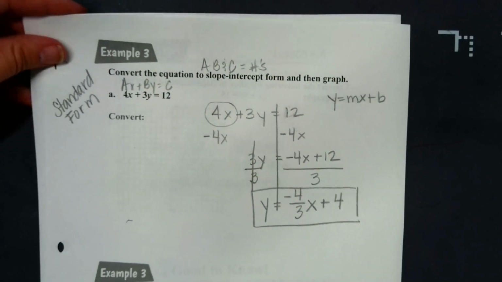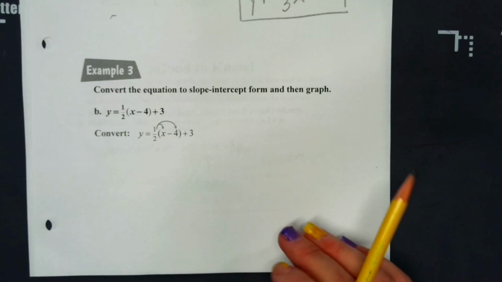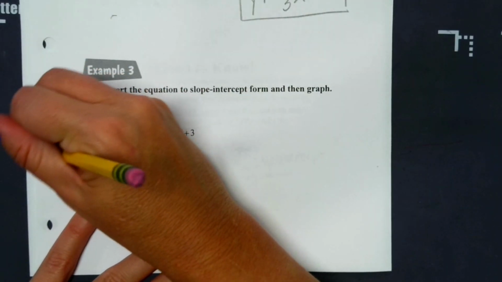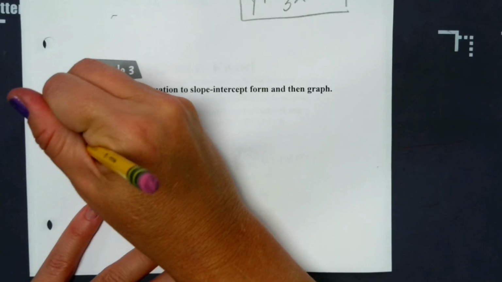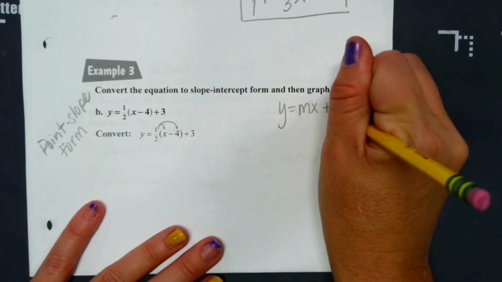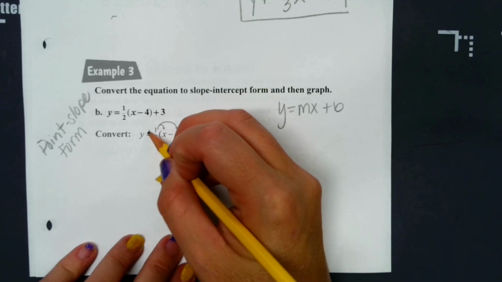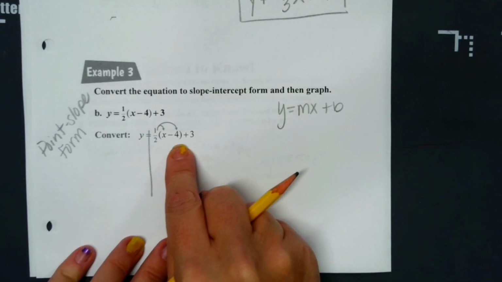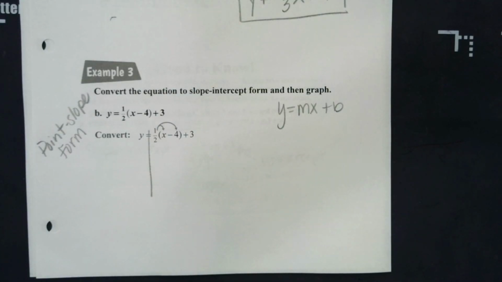Okay, now let's look at this guy. This, again, is point-slope form. We're trying to get it to y equals mx plus b. First thing I see is distributive property. I want you guys to pause the video here and try to get this into y equals mx plus b.